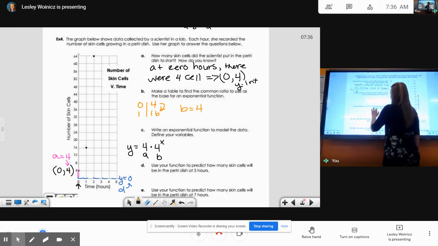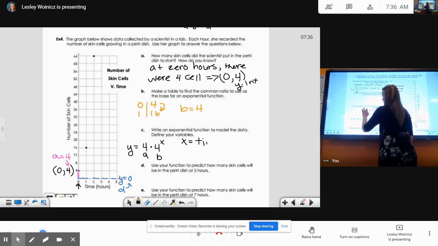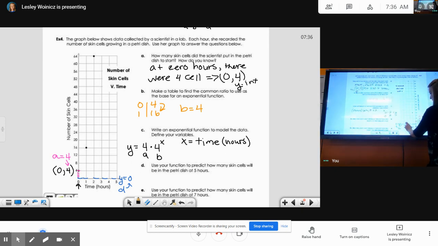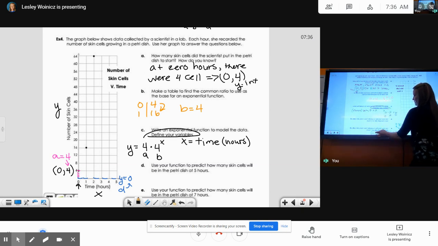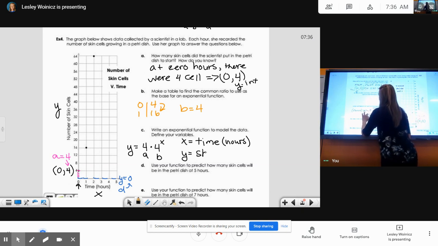So we need to know that x is the time in hours. I got that because the time is on my x-axis and the number of skin cells is on my y-axis. So when it says define my variables, that's what it's asking me for. Y equals skin cells.